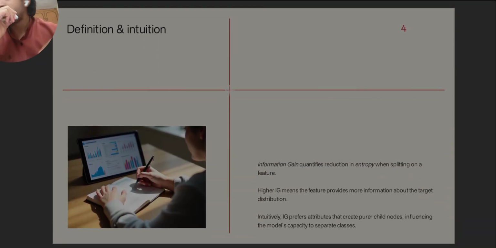Definition and intuition. Information gain is a measure used in machine learning to quantify how much a feature reduces the uncertainty of a target variable. It is based on the concept of entropy, which represents the randomness or impurity in the data set.